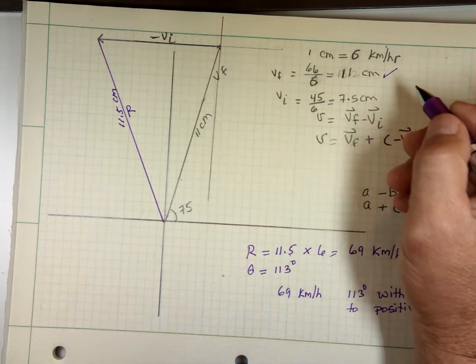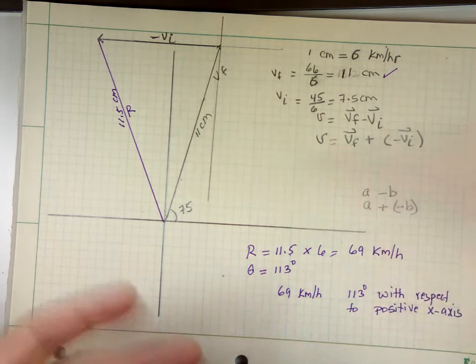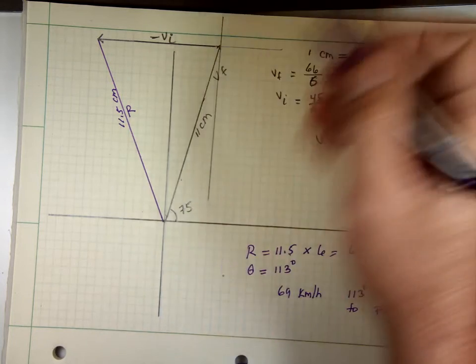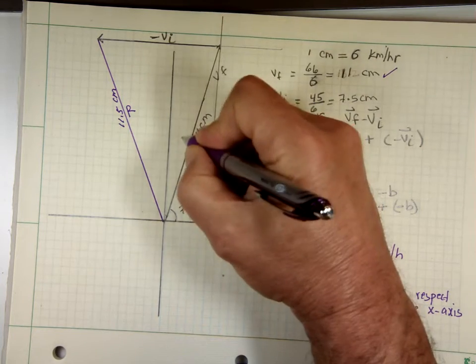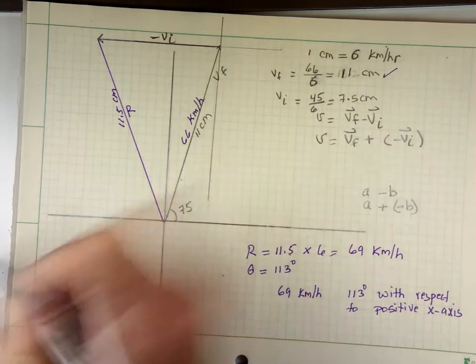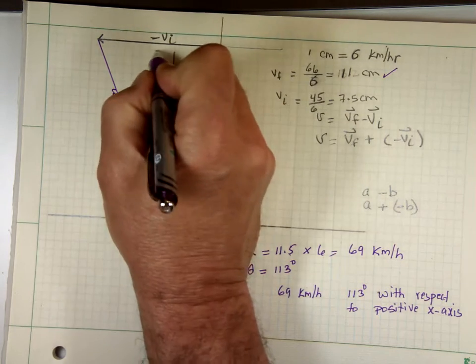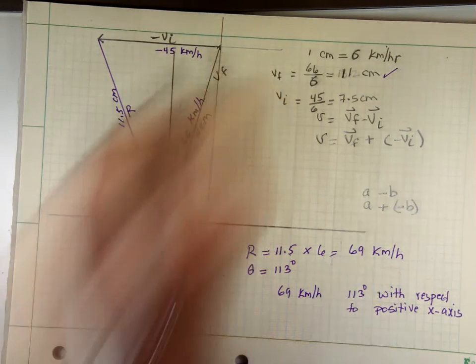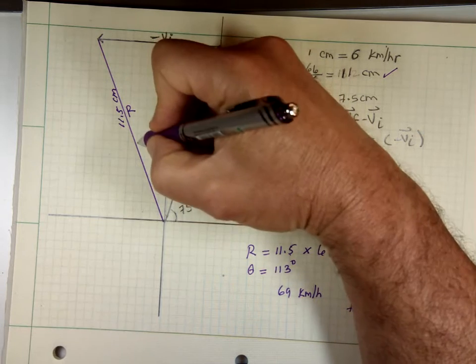I could have used a 3. I could have used a 2. I could have used no scale. So when you graph, you have to say that's the 75 or the 66. This is equivalent to 66 kilometers per hour. This is the 45 or the negative 45 kilometers per hour. The negative means you're going to the left. And this approximately 69 I get from the graph.